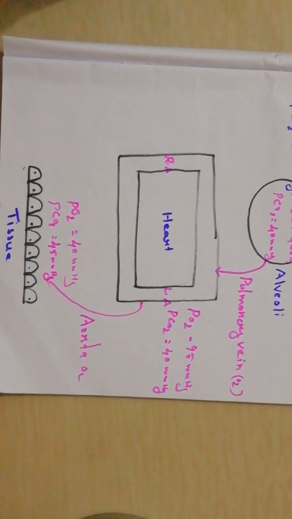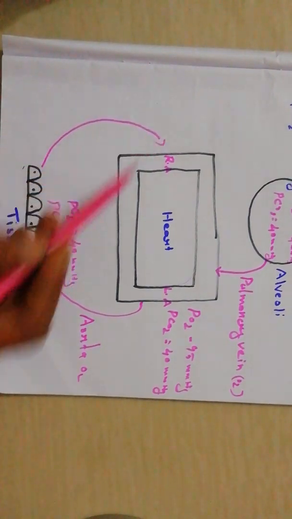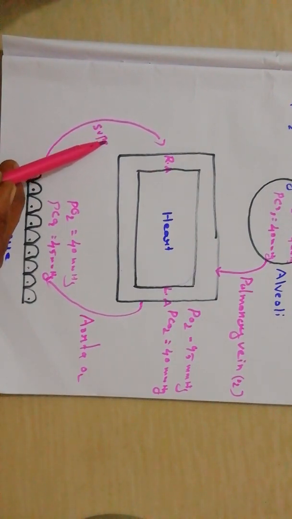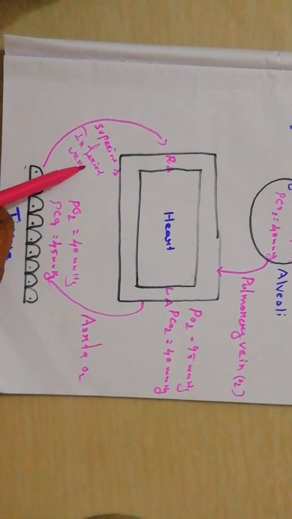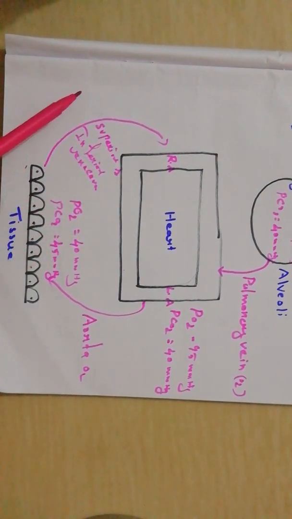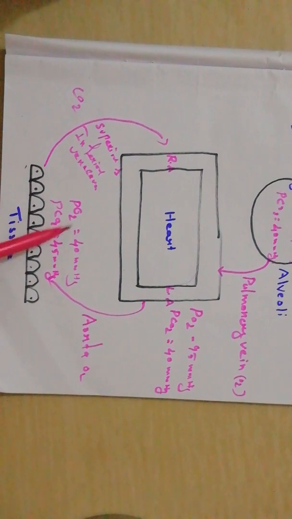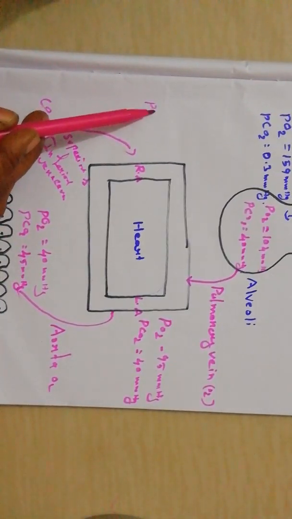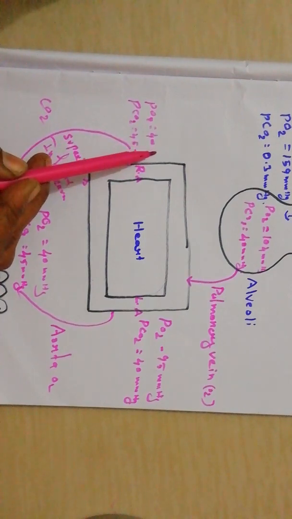So again from the tissues, this deoxygenated blood is taken back to the heart, right? The blood vessels we can say are the veins, the superior and inferior vena cava. Right, so these will take the deoxygenated blood to the right auricle. Have we got it? So the same blood is coming to the right auricle, so the same level of O2 and CO2 will be there. Here also we can write PO2 equal to 40 and PCO2 equal to 45 mm Hg.